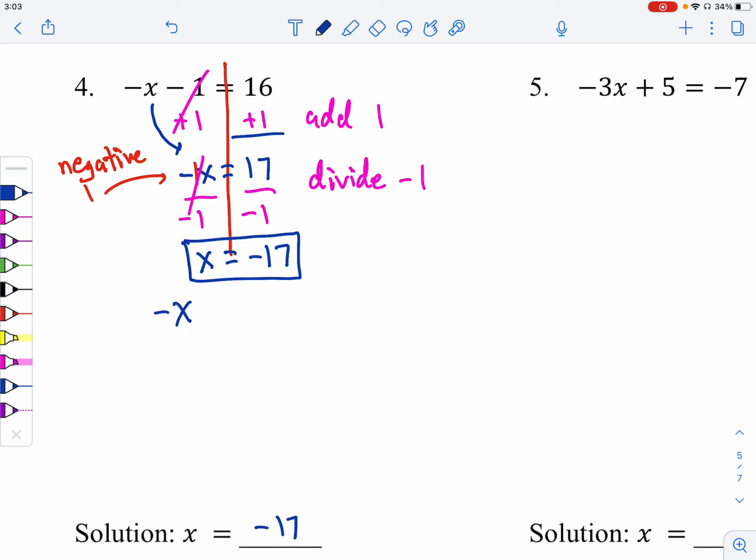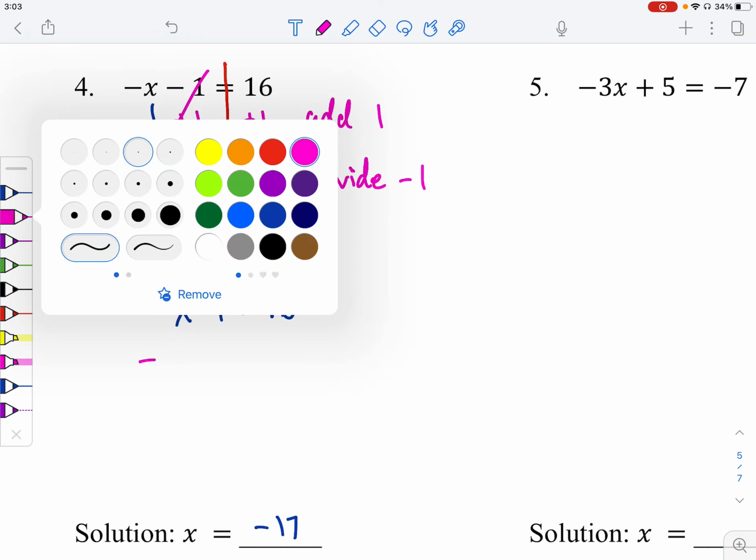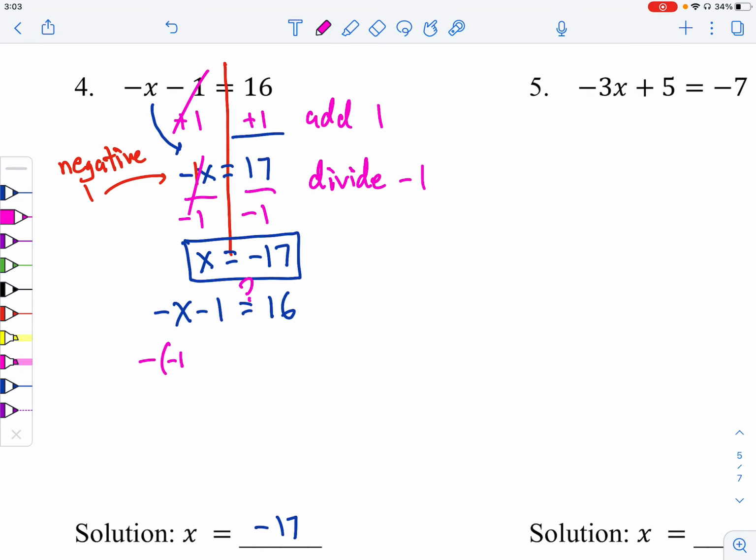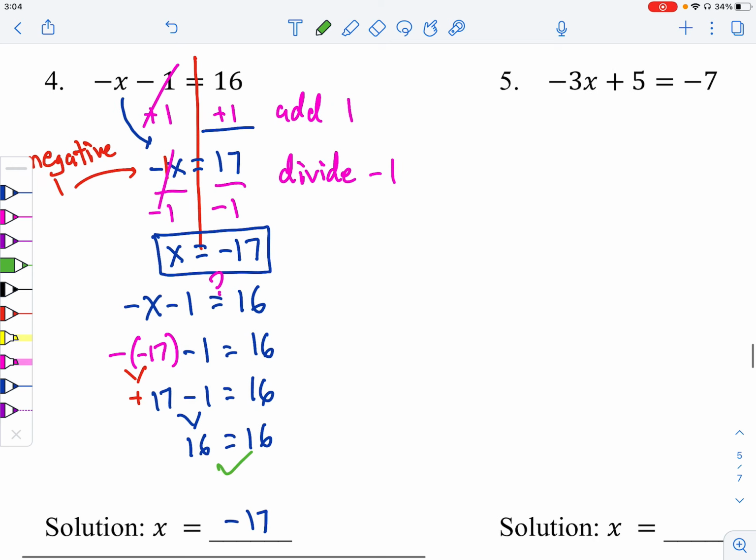And we're going to check our answers always. Right? Is this true? Does that come out? So we have negative, and then our parentheses for x, we mean -17, minus 1, and -17, remember it's double negatives, right? That's addition, or positive. So we have +17 minus 1, which is 16. So that came out to be true. That is correct. 16 equals 16. All right, so keep that in mind. If there's a -1 in the front, divide by -1.